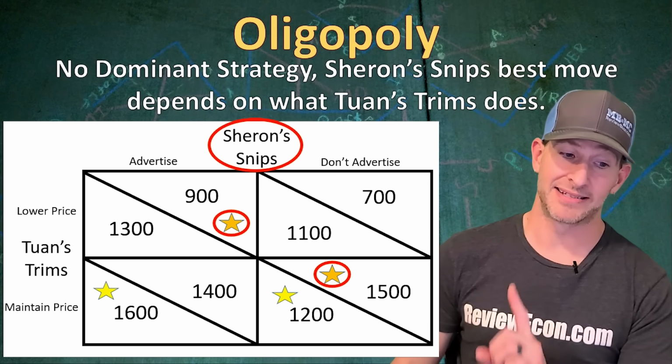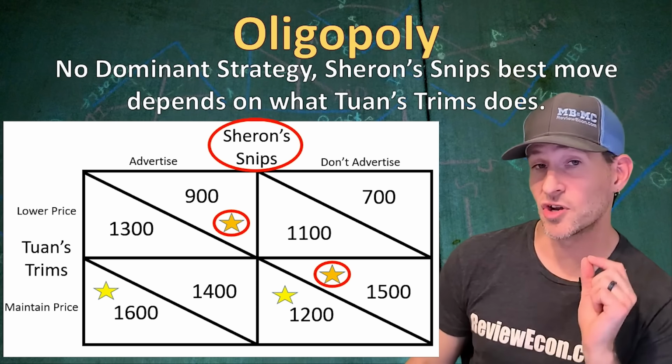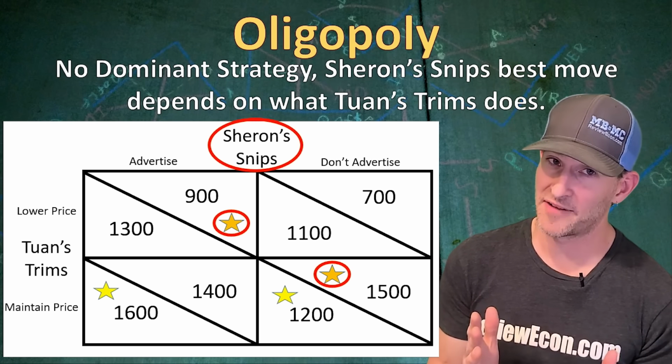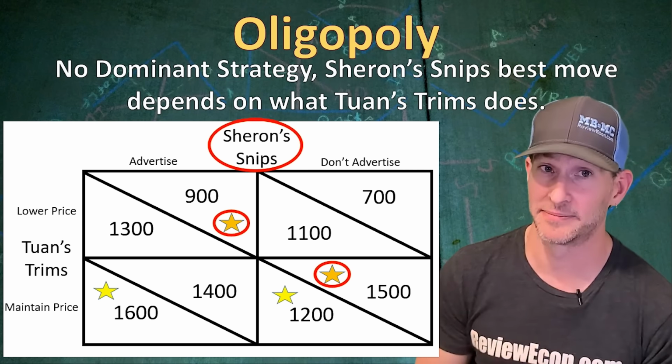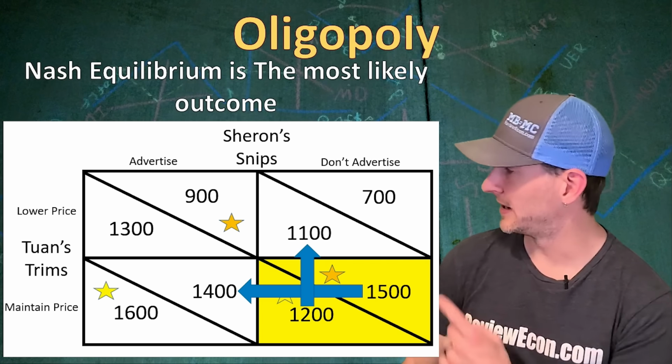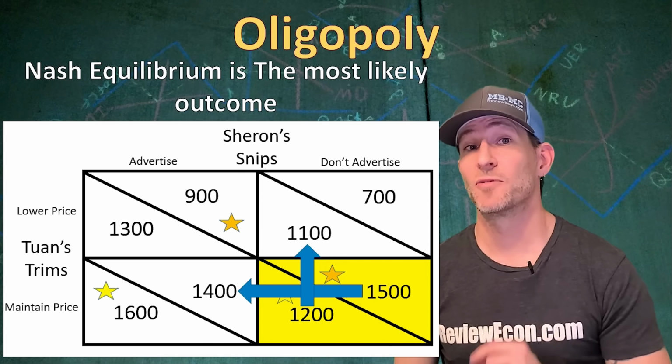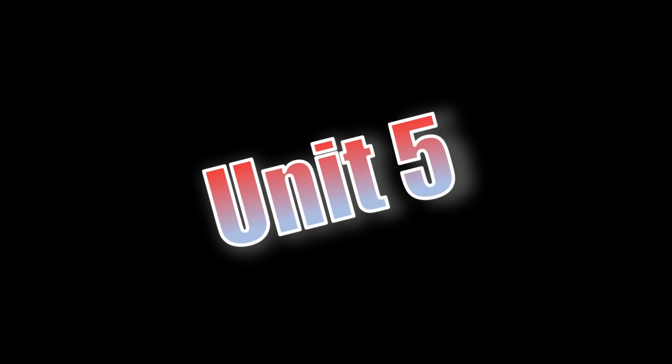Sharon Snips, on the other hand, does not have a dominant strategy because her best move is dependent on what Tuan's Trims does. Now, if you're explaining these on an FRQ, make sure you use numbers to explain it. The Nash equilibrium is the most likely outcome, and here it's that lower right quadrant. If either firm changes their decision, they will lose profit as a result.